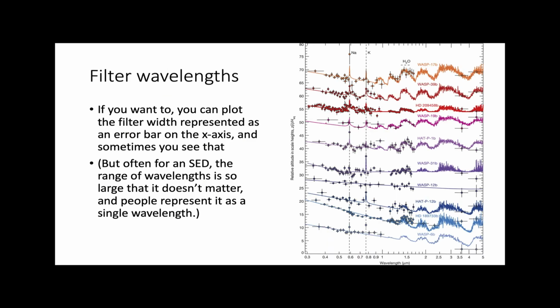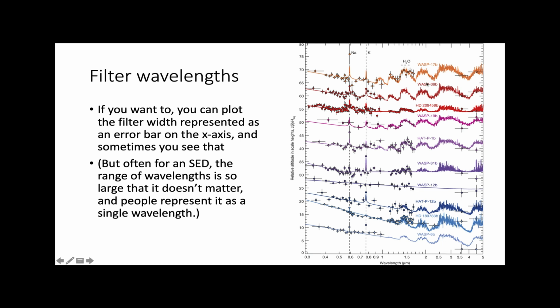So if you want, and depending on the context, you may wish to represent a photometric point with an error bar on the x-axis to demonstrate the range of wavelengths included. Here we have something that is not exactly just a plain spectrum. It's relative altitude and scale heights. This comes from an exoplanet paper where they're studying exoplanet atmospheres. The details of that are less important than looking at how they're showing this.